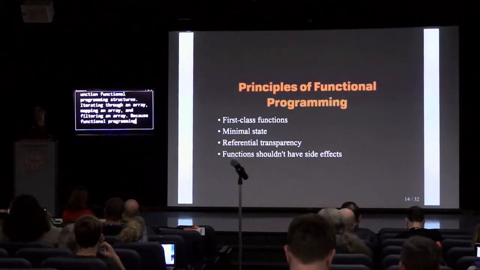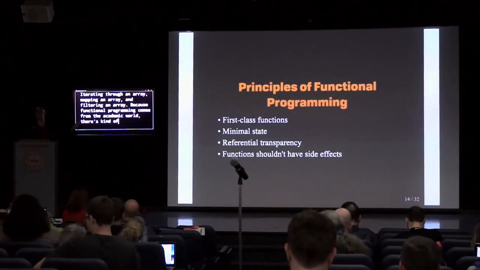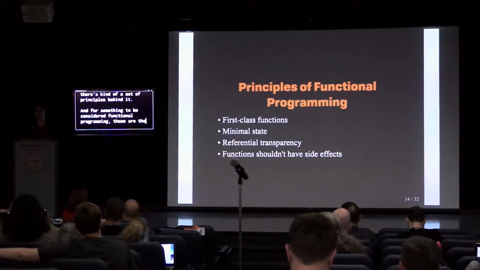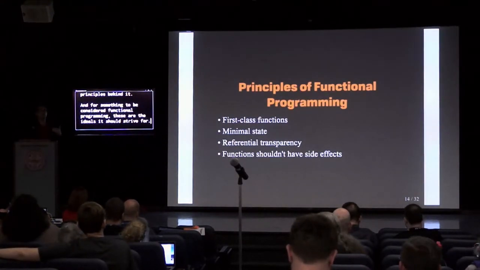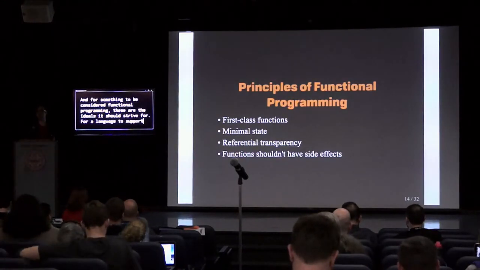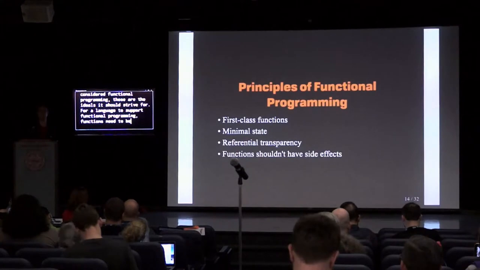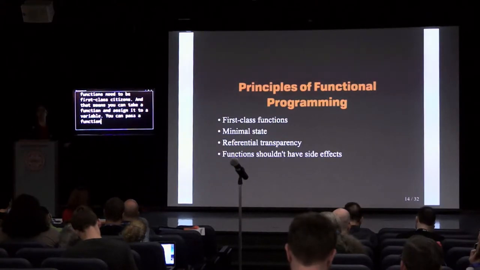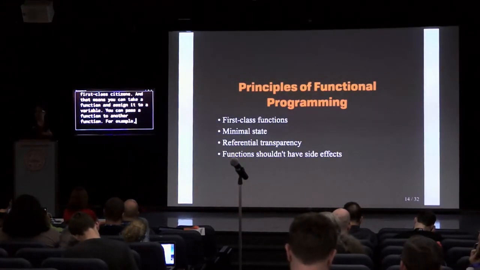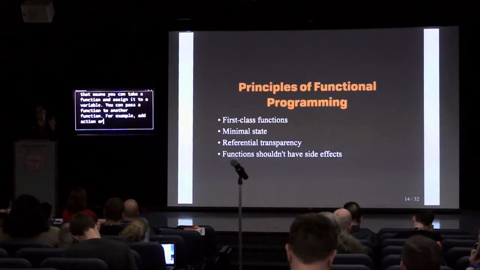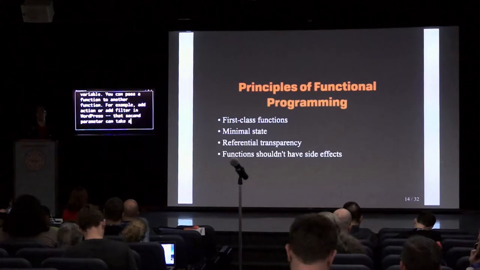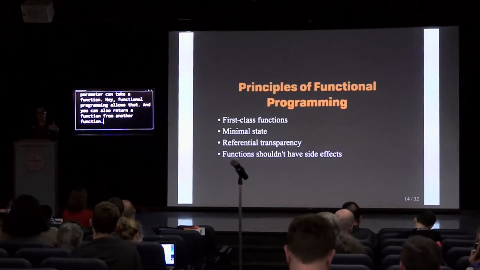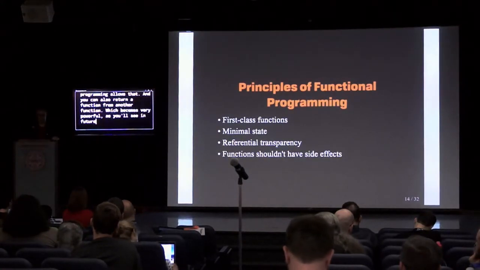Because functional programming comes from the academic world, there's kind of a set of principles behind it. And for something to be considered functional programming, these are the ideals it should strive for. For a language to support functional programming, functions need to be first-class citizens. And that means you can take a function and assign it to a variable. You can pass a function to another function. For example, add_action or add_filter in WordPress, that second parameter can take a function. Hey, functional programming allows that. And you can also return a function from another function, which becomes very powerful, as you'll see in future slides.